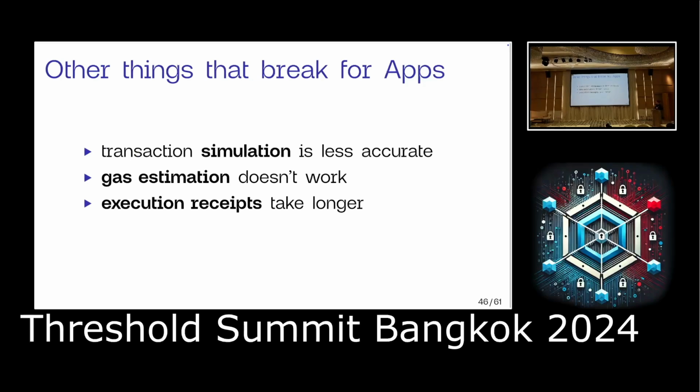Now, other things that we've broken for applications, one of the things is that transaction simulation is harder to do because whatever you do, you will have a lot of encrypted transactions that are already being committed that will go in front of your transaction, but you have no idea what they do. So the starting conditions of the simulation may be different. This is something that you have to be careful about. The gas estimations are also much worse, in part because of the same problem. And execution receipts take longer to appear, as I mentioned, because they need to wait for execution.